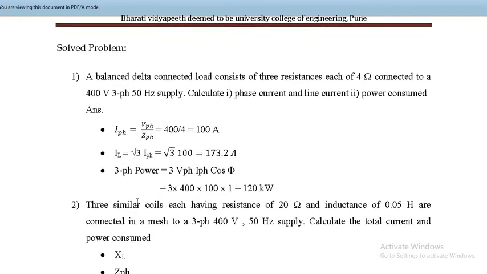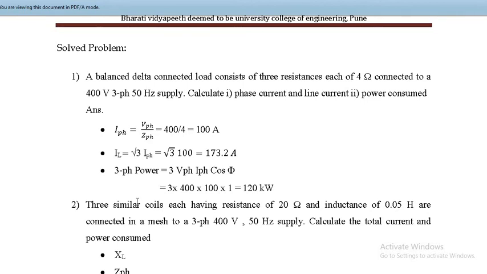Let us have a few problems solved so that the ideas will be a bit clear in your mind. A balanced delta connected load consists of 3 resistances each of 4 ohms connected to a 400 volts 3-phase 50 Hz supply. Okay, calculate phase current, line current and power consumed. Now over here you have to understand that whatever value will be given to you is always a line value, but in case of delta, line voltage is equal to phase voltage, so it doesn't matter, right? So VPH is equal to VL is equal to 400.